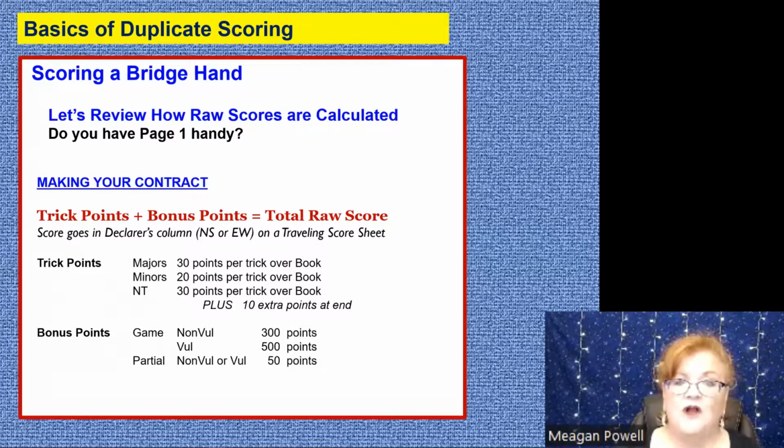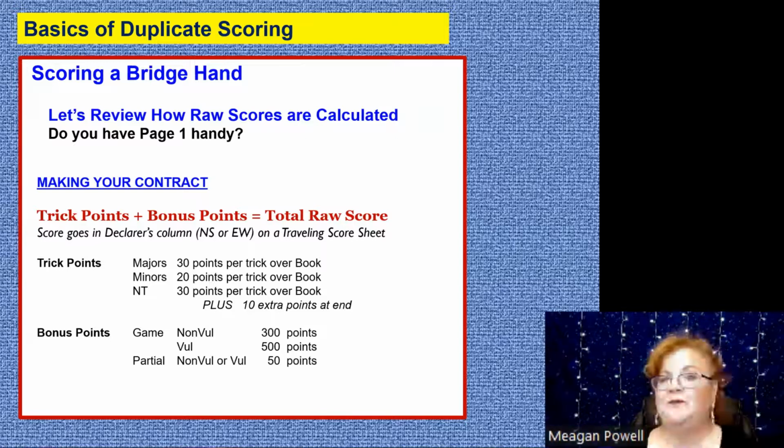On page 1, I want you to notice at the top of the page, when you make your contract, in order for you to get your raw score, declarers, when you are successful, you are going to add up something called trick points and something called bonus points. Trick points are the number of points you give yourself for every trick you take above book. All right? You have to take the book, that's just it. But for every trick you take above book, you give yourself points.